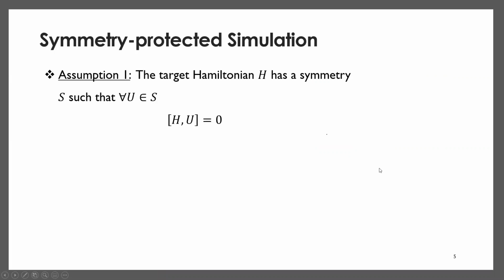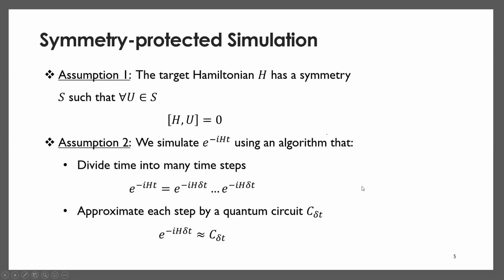For that, we make a few assumptions about the system and the simulation. First, we assume that the Hamiltonian has a symmetry S, that is a set of unitaries U, such that every unitary U in the set commutes with the Hamiltonian. We also assume that we are going to simulate this evolution under H using an algorithm that first divides time into many small time steps and then approximates each time step by a quantum circuit, C delta T.